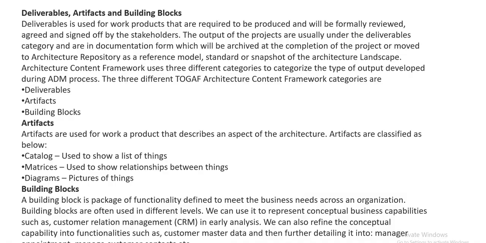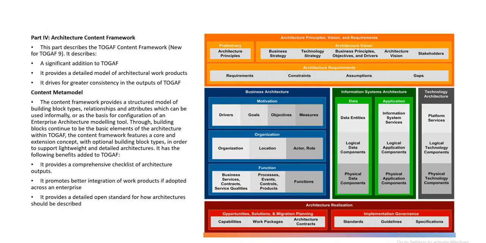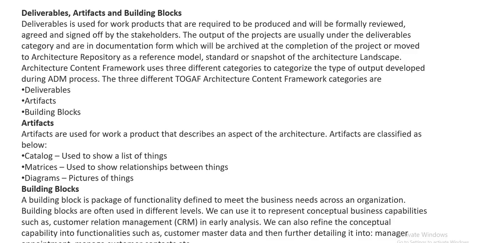Now we'll come to the fourth architectural context framework. This part describes the significance of the addition of TOGAF, and where the business architecture, information system architecture or technology artifacts sit. The context will provide a checklist of architecture output and promote better integration of work products. Now, deliverable artifacts and building blocks are very important.